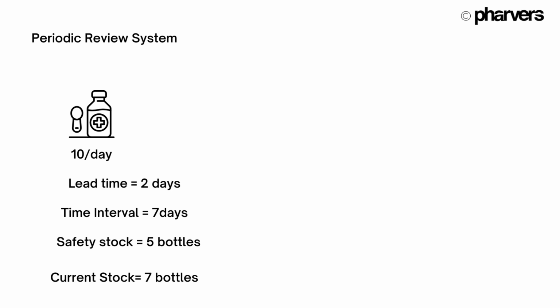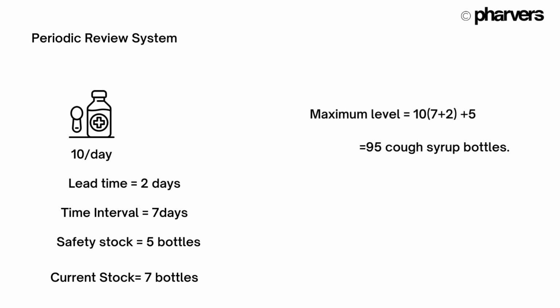The maximum stock level shall therefore be calculated as follows: 7 plus 2 to give us 9, which is then multiplied by 10, which is the current demand, then adding 5 bottles, which is our safety stock, to give us 95 bottles. Since the current stock level is below this maximum of 95, an order is triggered and order quantity shall therefore be 95 minus 7 to give us 88 bottles.